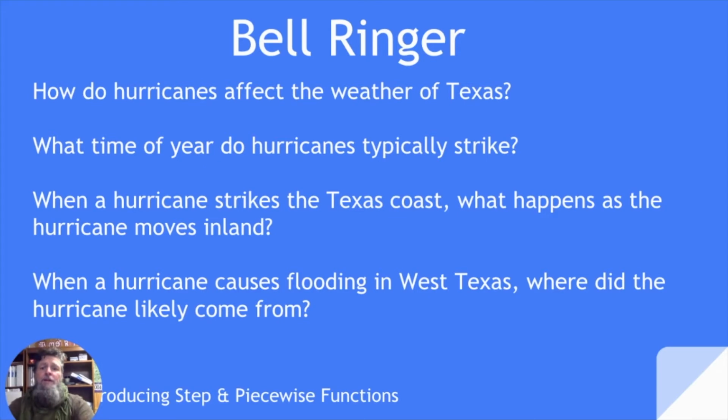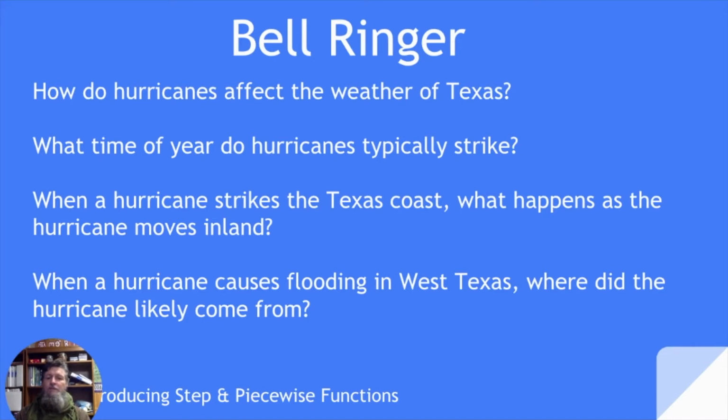And what time of year do hurricanes typically strike? It's generally from spring to fall, because hurricanes are only generated when the weather is warmer. When a hurricane strikes the Texas coast, what happens as it moves inland? As it moves inland, it has no way to generate more power because it doesn't have that warm water, and the moisture just goes away. So when it hits the land, it kind of tears apart everything and just breaks up.